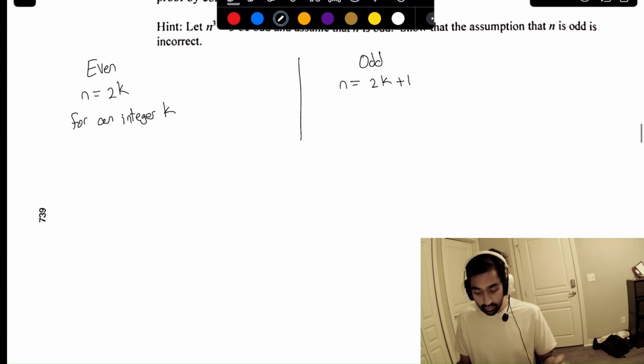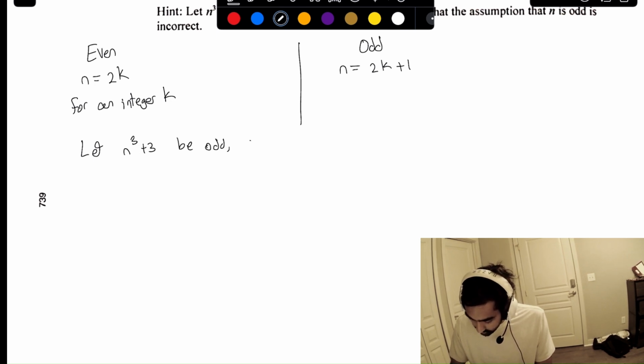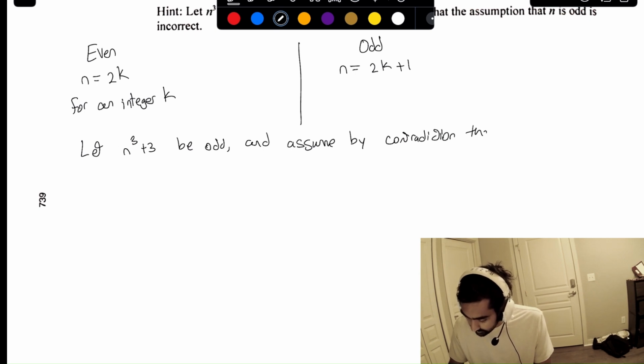So now let's actually begin the proof. Let n cubed plus 3 be odd, and assume by contradiction that n is odd.